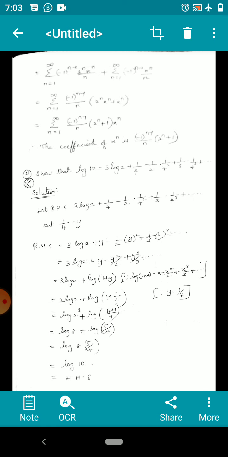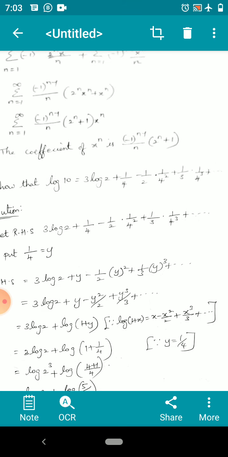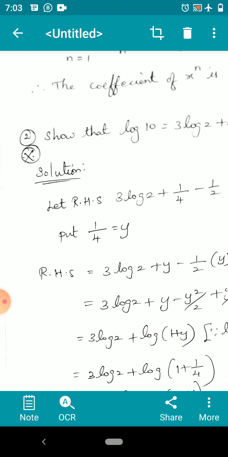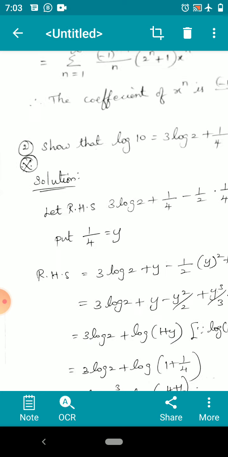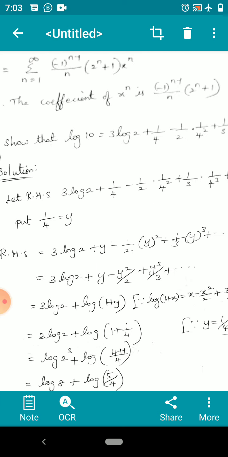Hope you understand. Next we are going to see an important problem, a 5 marks problem. Show that log 10 equals 3 log 2 plus 1 by 4 minus 1 by 2 into 1 by 4 squared plus 1 by 3 into 1 by 4 cubed plus and so on. Now let us take the right hand side first. In the place of 1 by 4 you just apply y. Put 1 by 4 equal to y.